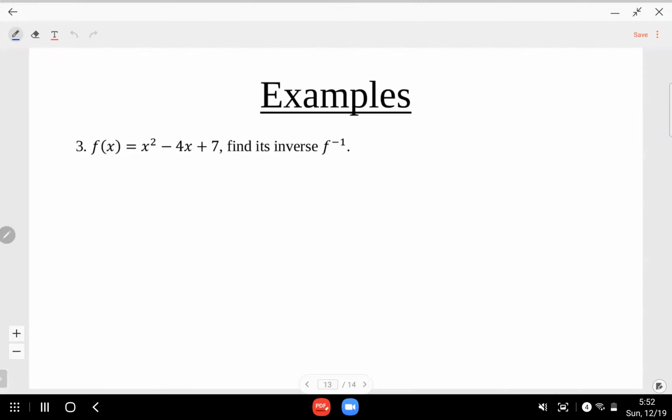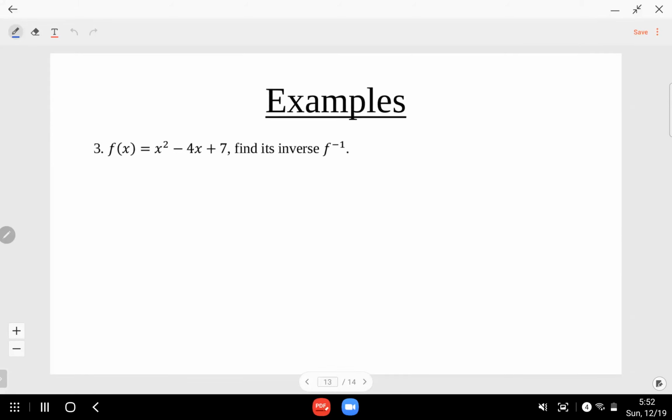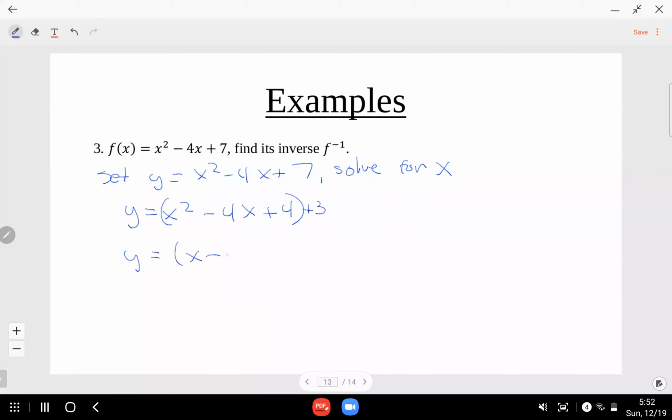All right, I'll now walk you through this problem. So basically, you set y again. You set y equal to x squared minus 4x plus 7, then solve for x. So when you do that, we can do this, right? If we do this, then we can use complete the square, okay? Then this would be equal to (x minus 2) squared plus 3, right?